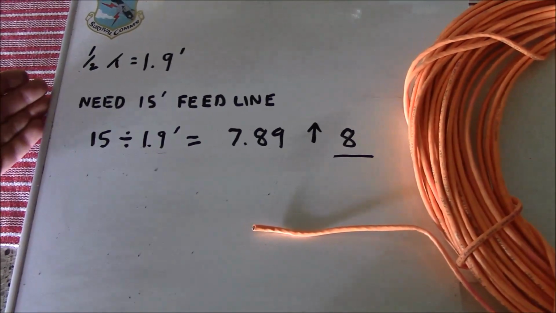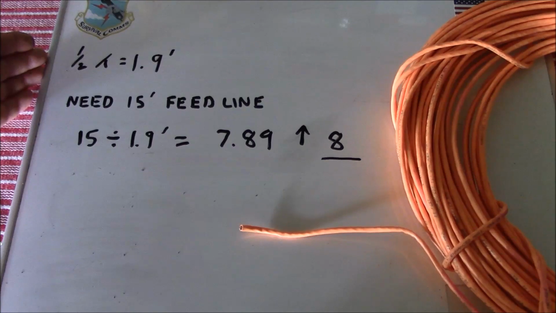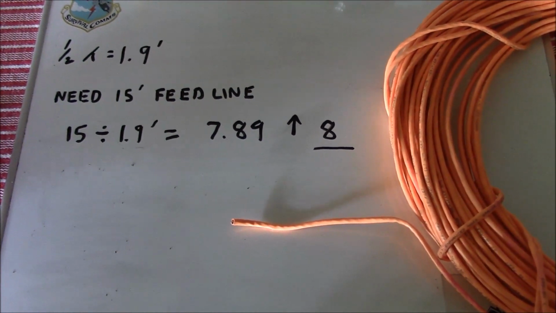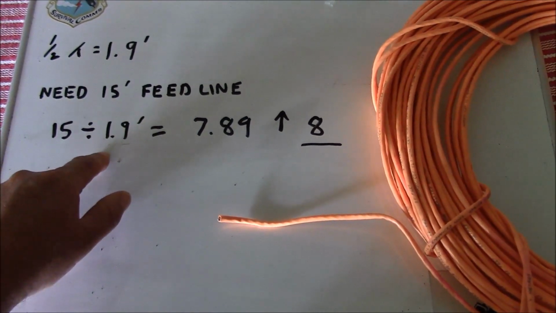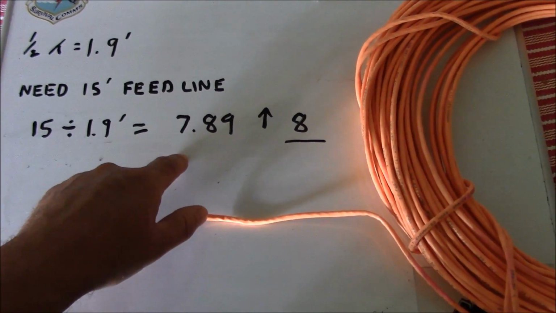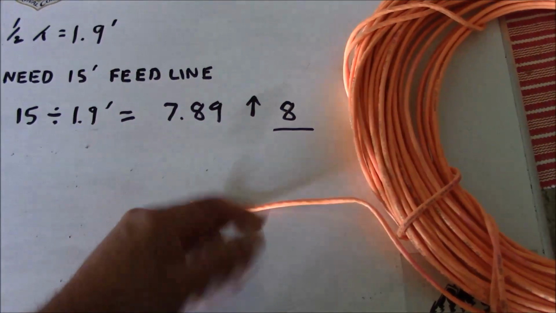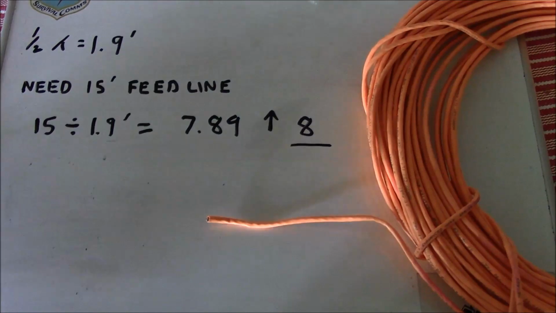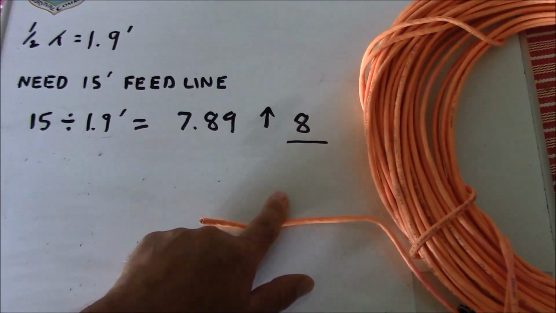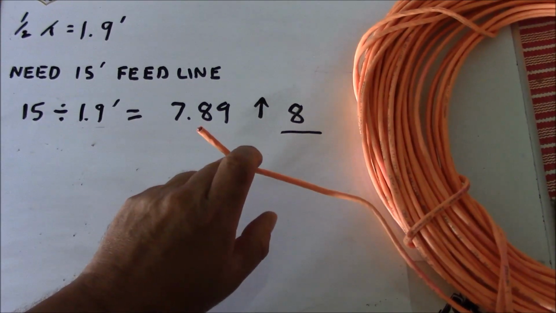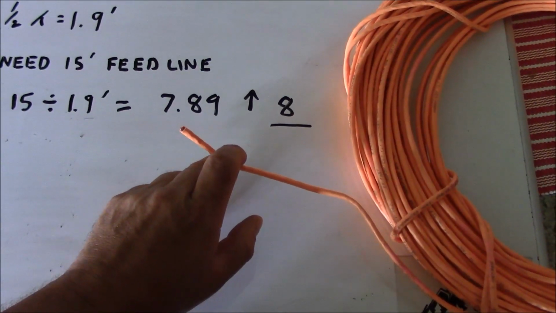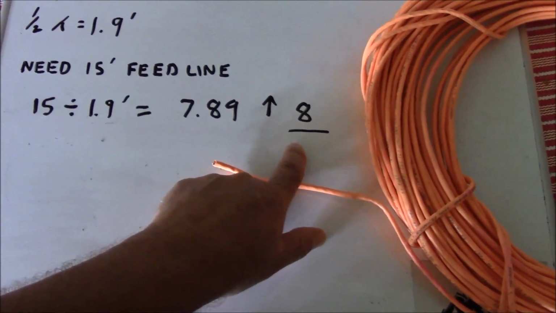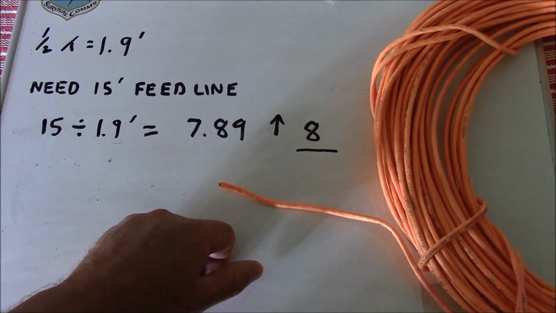So let's say we need 15 feet of feed line. We know that a half wavelength is 1.9 feet at the frequency of interest. So merely take 15 and divide that by 1.9, and that gives you 7.89. Round that up to 8, and rounding is perfectly acceptable for use in this field rough rule calculation. And now we know that if we cut off 15 feet of our Cat 5 cable here and remove a twisted pair, that is going to be an even integer of quarter wavelengths, so we're good to go.